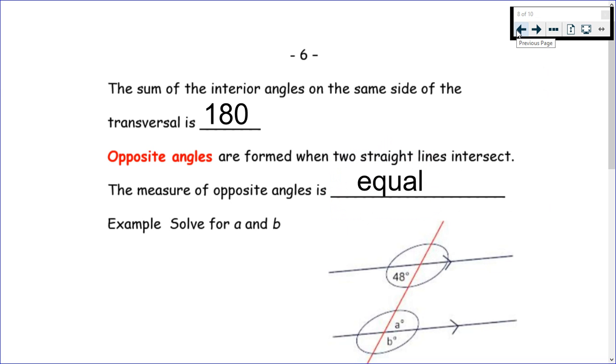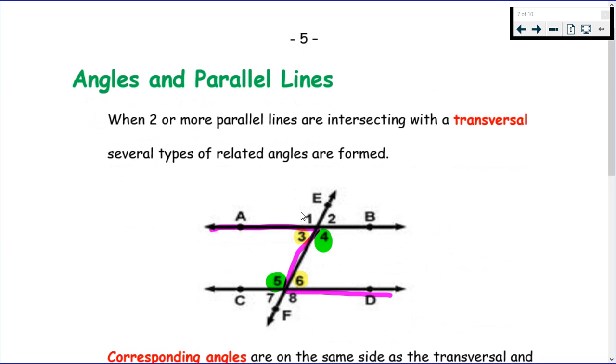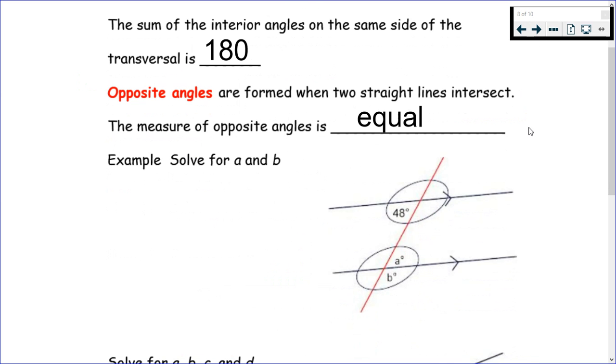So once again, what do opposite angles look like when two straight lines intersect? That's going to be these angles. So 1 and 4 are going to be the same as each other. 2 and 3 are the same as each other. 5 and 8 are the same as each other. And 6 and 7 are the same as each other. So they are opposite each other. So two straight lines are intersecting. Find this angle. The angle opposite, right across from it, is going to have the same value.